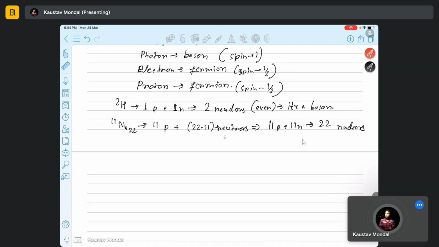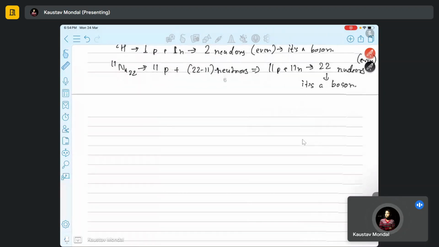It's also even. This means it's a boson. Now the third one is oxygen, right?